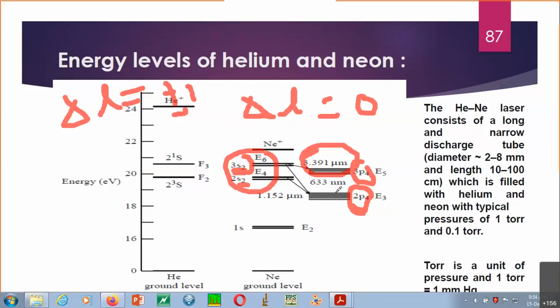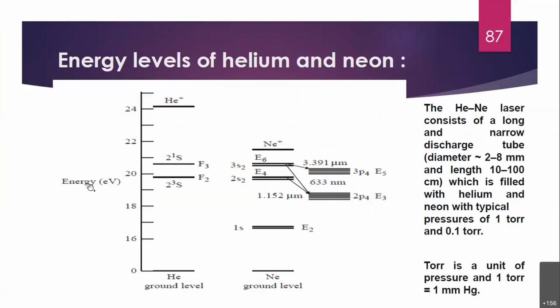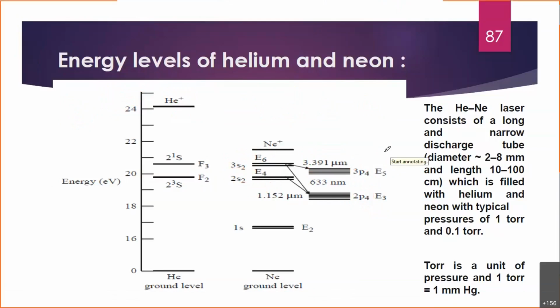Now look carefully. E5 to E3. Let me remove everything. Now you see E5 to E3. Here also, laser light is not being emitted. Why? Because you see this P as well as this P, so there is no change in the L value. And that is why you are not getting light for the transition between E5 to E3.